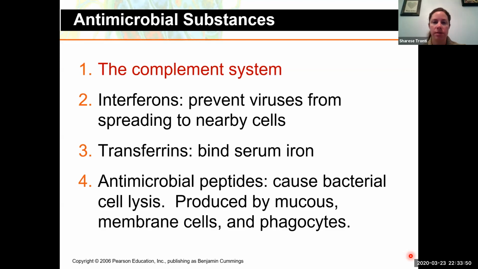So antimicrobial substances, of course, remember these are substances that have effects against microbes. These include the complement system, and we're going to talk quite a bit about the complement system in a second, so I'm just going to put that one on hold. It also includes interferons. Interferons prevent viruses from spreading to nearby cells. There's also transferrins. Transferrin binds to iron. Iron is something that microbes need. They can't produce it on their own. So by binding iron, it's starving these microbes. So that's what transferrins do. Then we also have antimicrobial peptides, and they cause the lysis of bacterial cells.